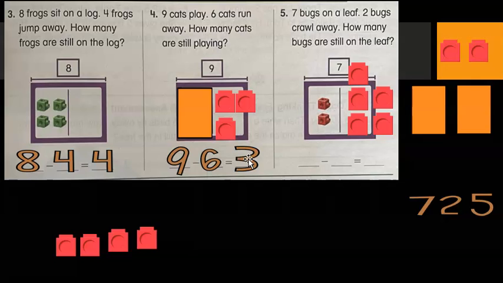Now, keep paying attention. Now let's come here to number 5. It says right here, first graders, read it with me. 7 bugs on a leaf. 2 bugs crawl away. How many bugs are still on the leaf? Now let's look right here again. We're just going to focus on this first sentence up to this period. It says 7 bugs on a leaf. How many bugs are on a leaf?